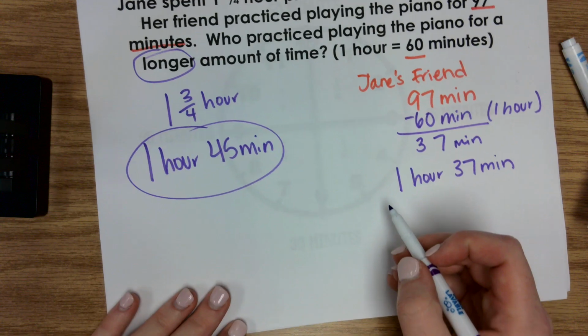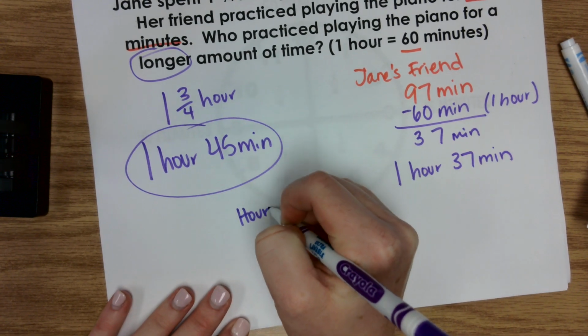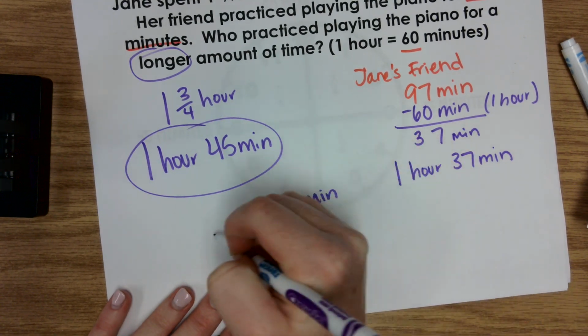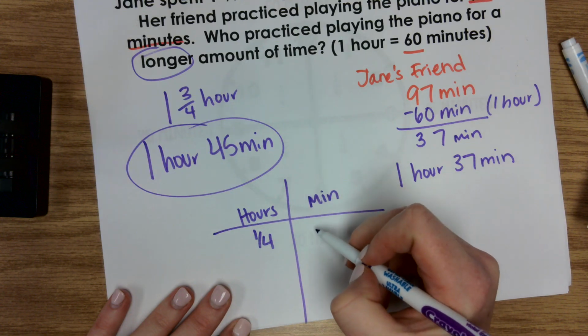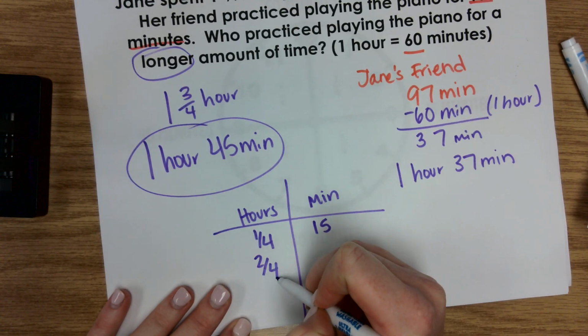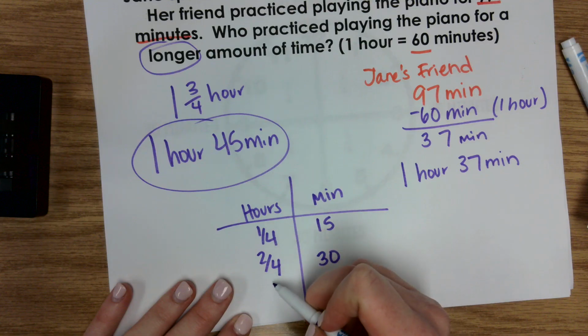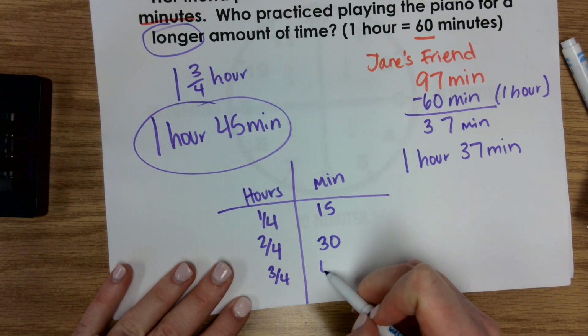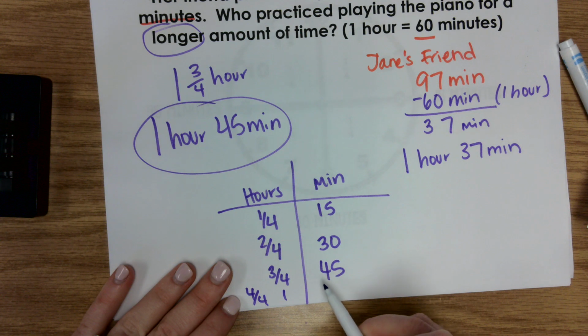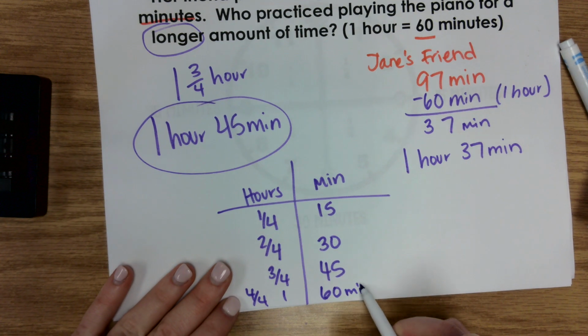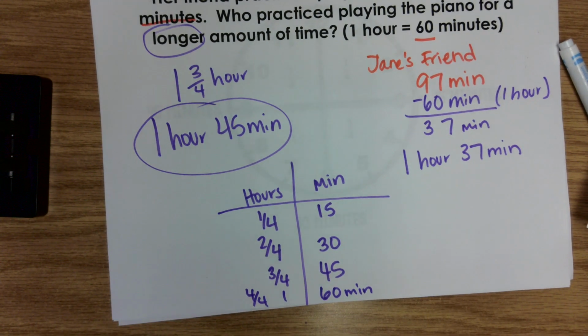Another way to think about this in a table too is if I have hours and minutes, and I know that 1/4 of an hour is 15 minutes, 2/4 is 30, 3/4 is 45, and then 4/4, or 1 hour, is 60 minutes. So that can be something that we can pause and use as we work on our activity today.